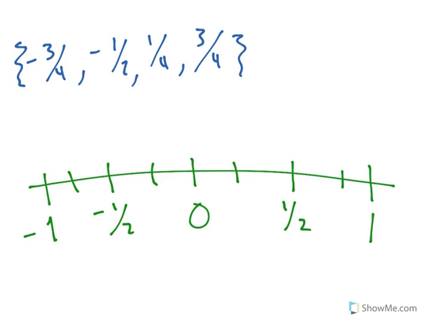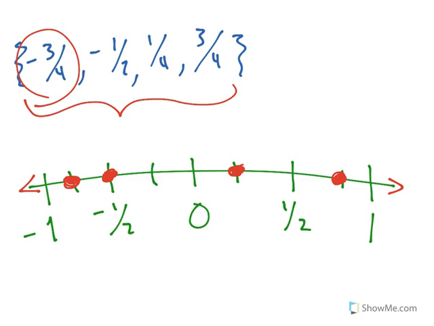So when we're graphing it in this number line, we have that it can be equal to -3/4, which is right here. So since it can be equal, we have the full circle. Now also -1/2, 1/4, and 3/4. So this number line, this graph, actually represents this set of numbers.